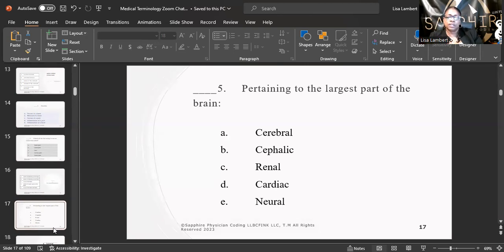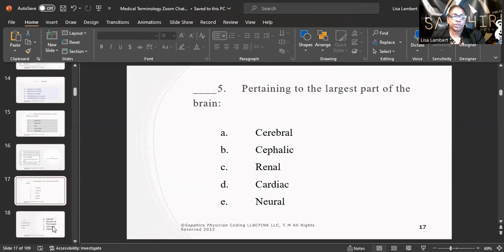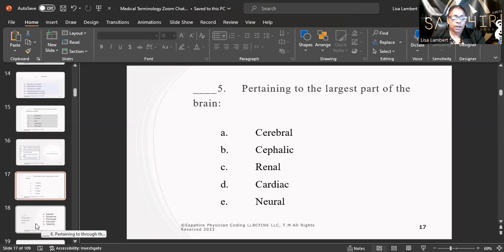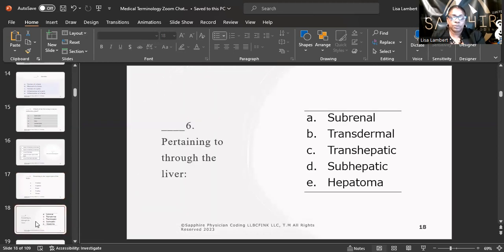Okay, so again, some people are good with taking multiple choice tests. I always mention my girlfriend, she's also good with taking multiple choice tests, but just stick to the question. Sometimes you see stuff in here, and that pertains to it. It says pertaining to the liver: cerebral, transdermal, transhepatic, subhepatic, hepatoma.